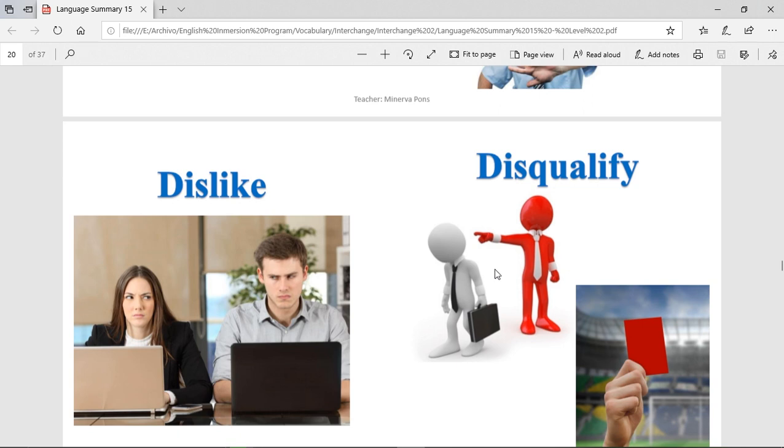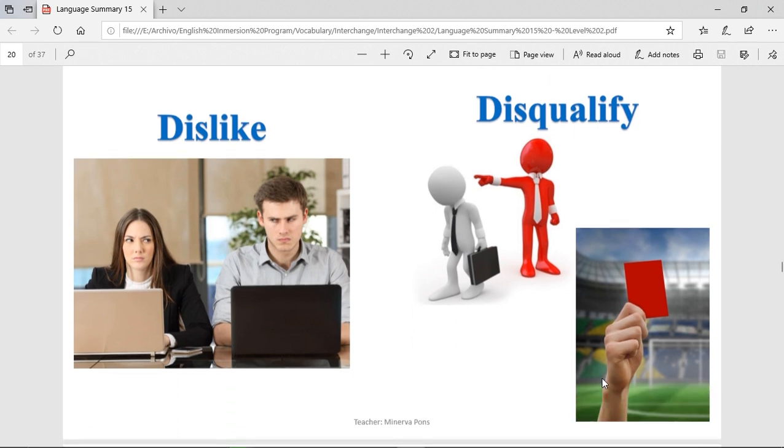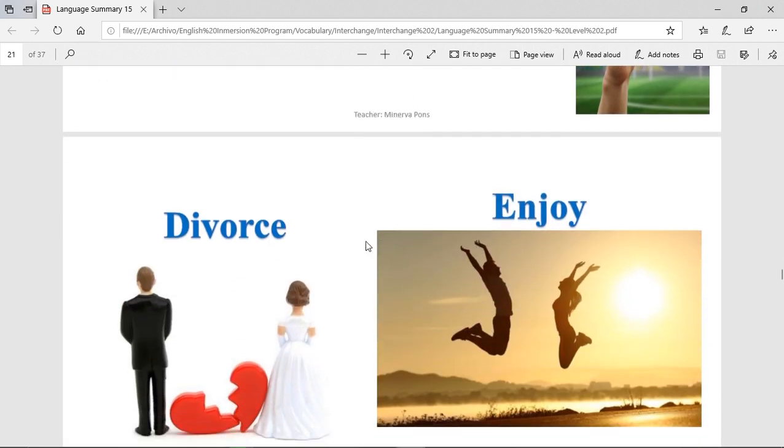Disqualify. When you are disqualified is when they tell you that you no longer can continue doing what you're doing. If it's sport, it means that you cannot continue playing. If it's in a job, it means that you cannot continue working.